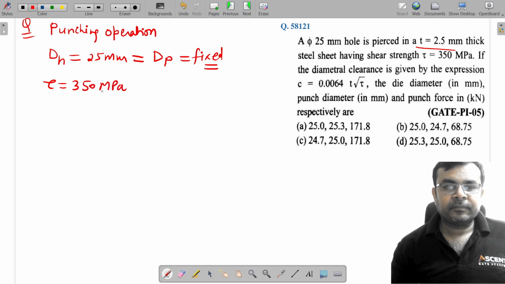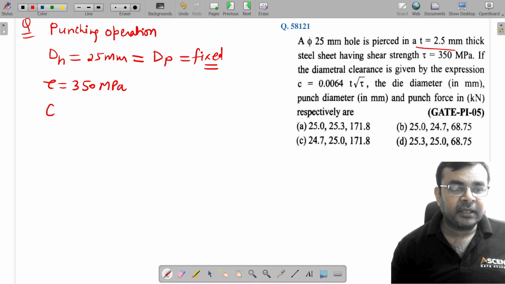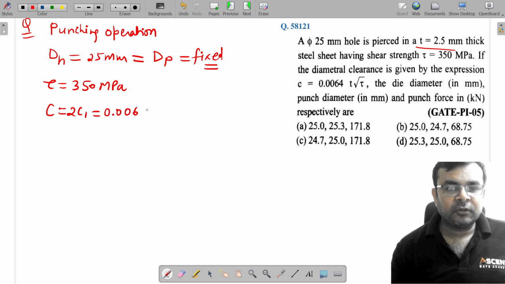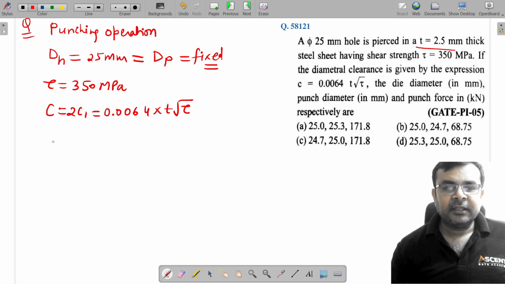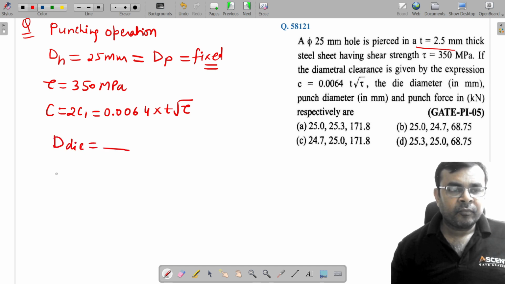And the shear strength is also given, that is 350 megapascal. If the diametral clearance is given, you can see this is a diametral clearance, C is equal to 2 times C1, which is already given here, that is 0.0064 into T square root of tau. Yes or no? So here we need to find the die diameter and punch diameter.